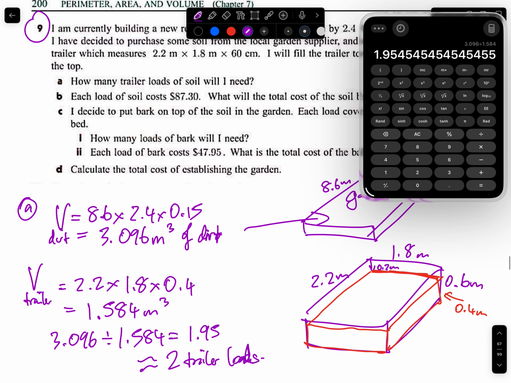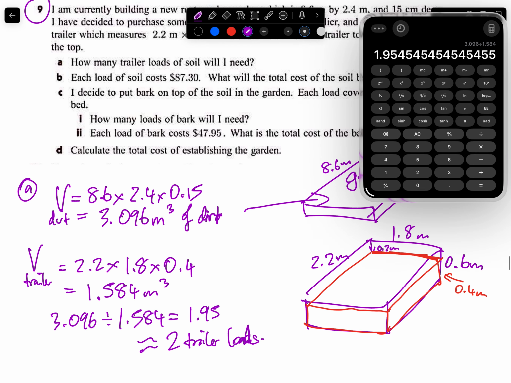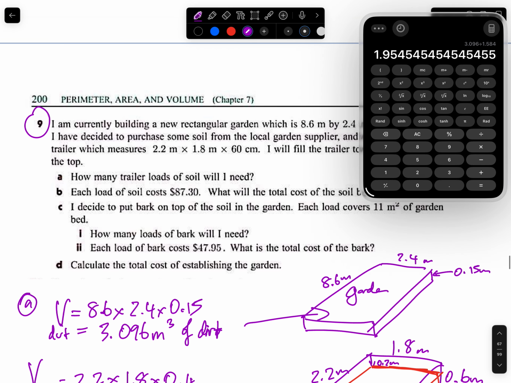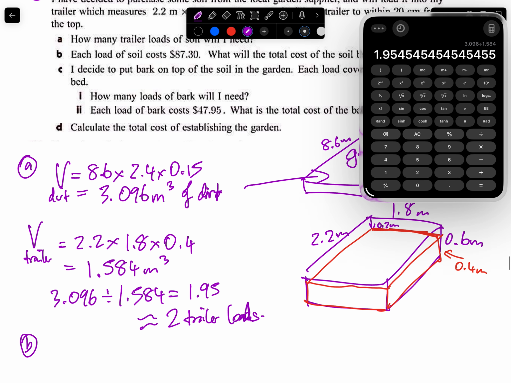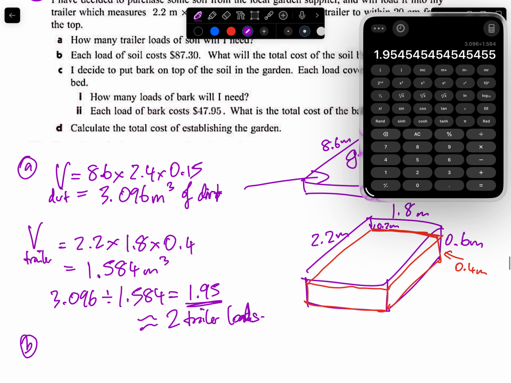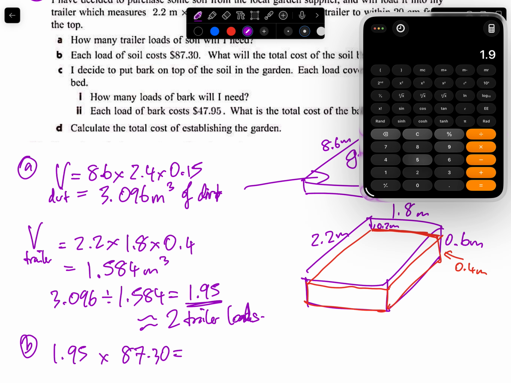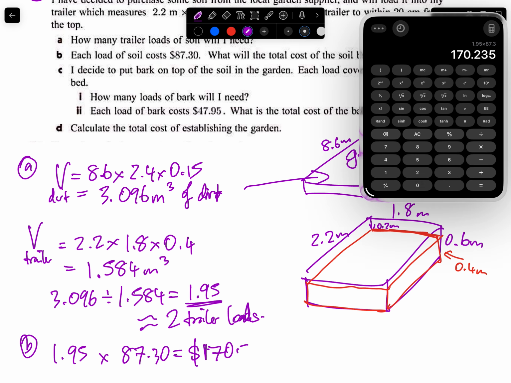Each load of soil costs $87.30. What will the total cost of the soil be? So for B, it's not saying that I have to do a full load, so I'm going to use this 1.95 instead. Each load costs $87.30. So 1.95 loads is 1.95 times 87.3, which is $170.24 to 2 decimal points.